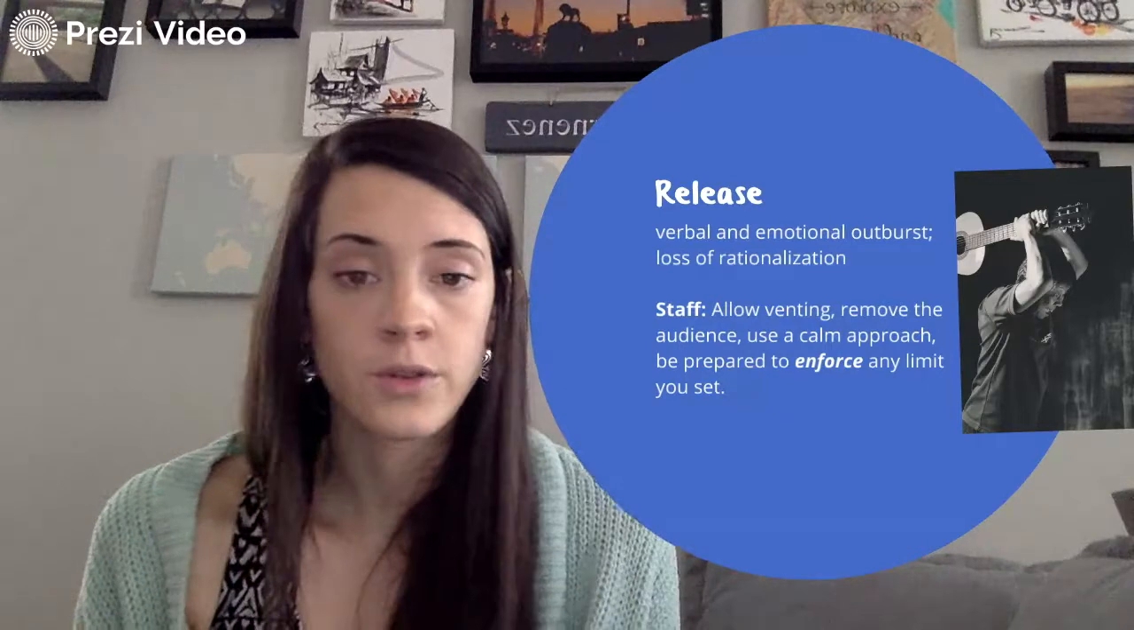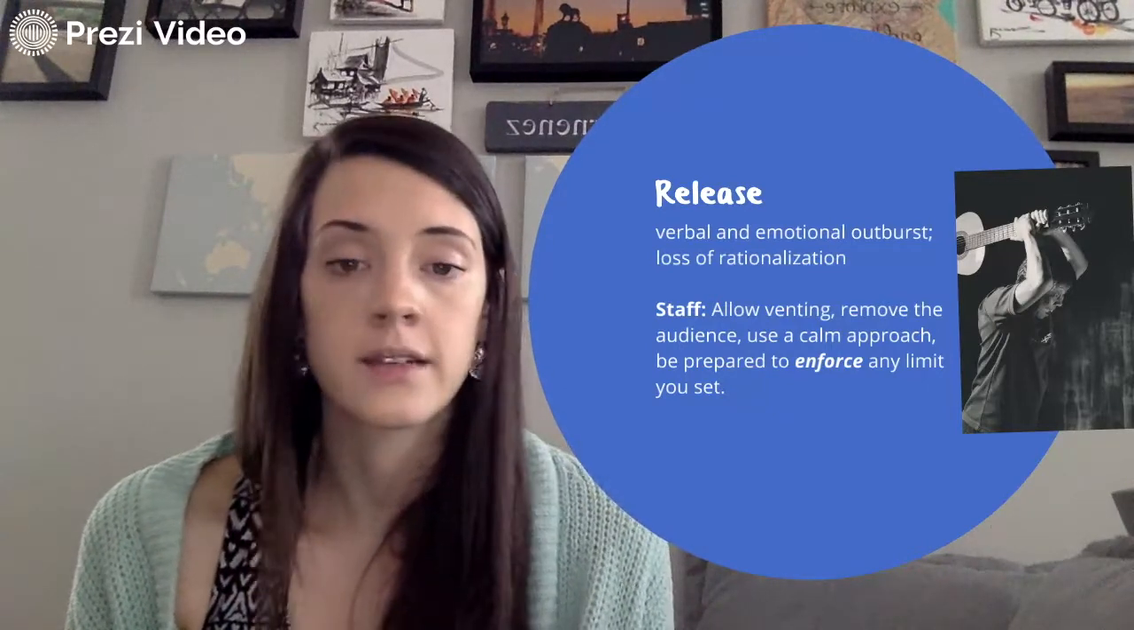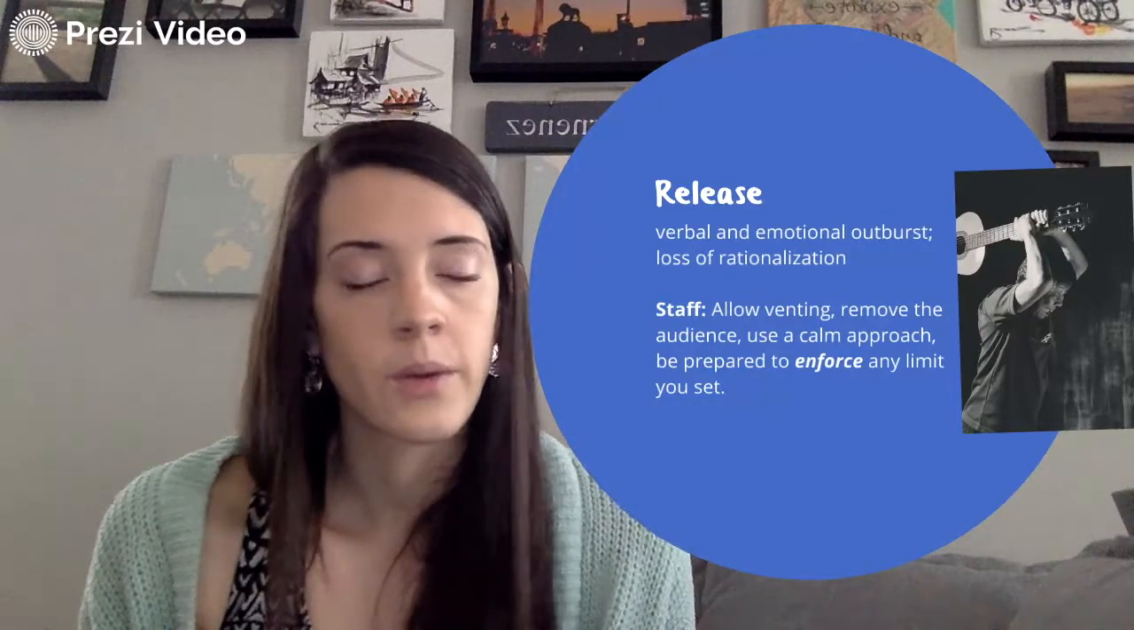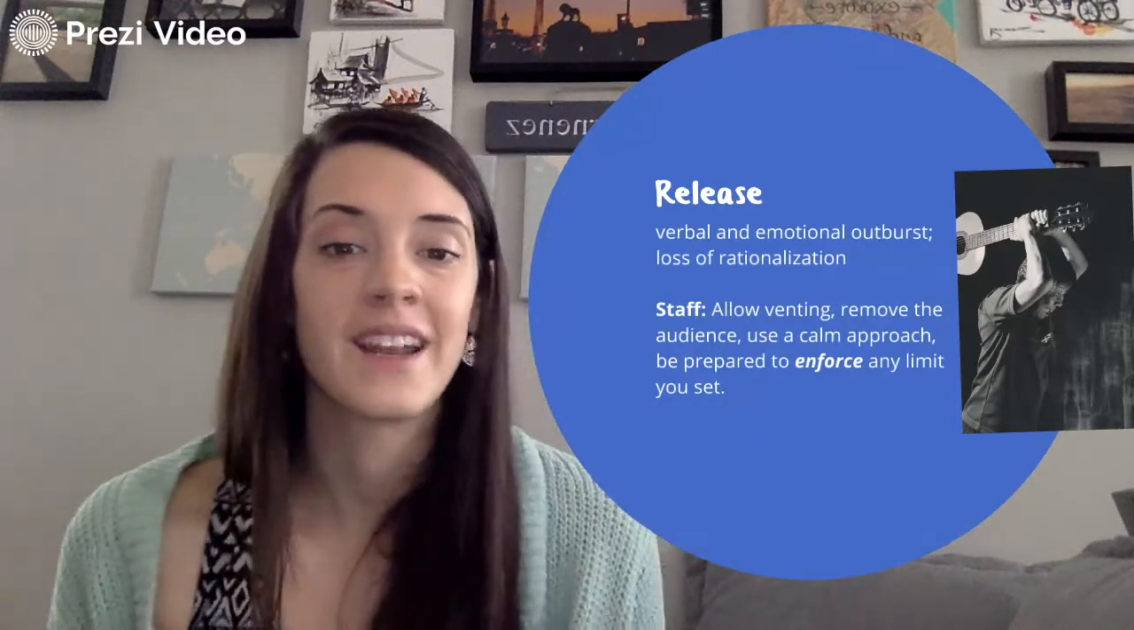If we say, if you don't do your math, you can't go to recess, we can't let them go to recess. We have to make sure that we're not making limits that we can't enforce.